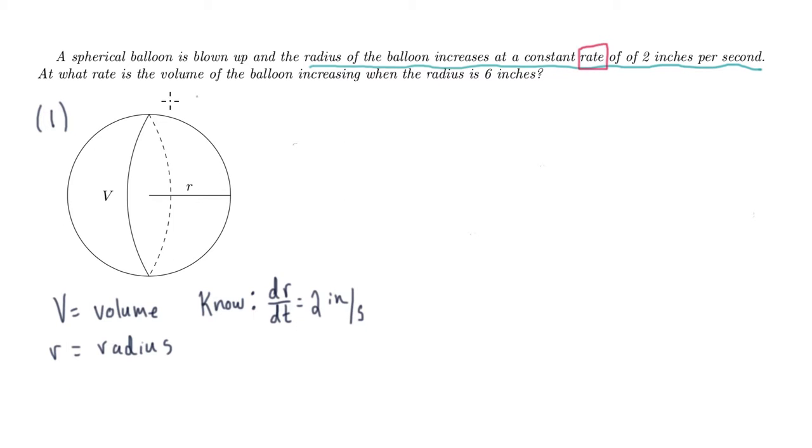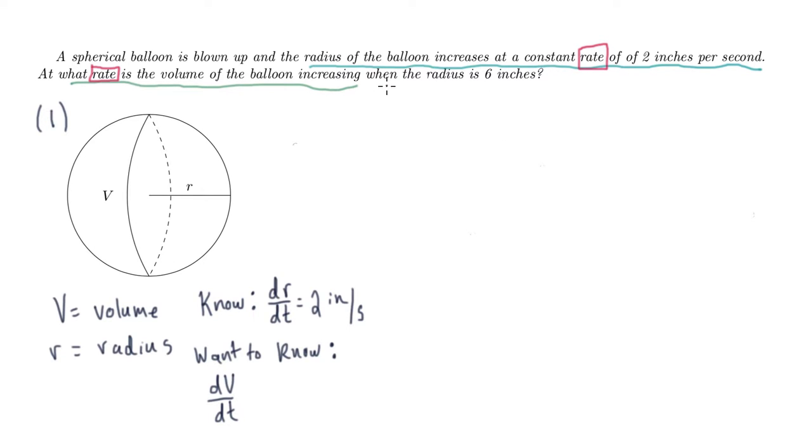And now let's look over here. Here's the question. At what rate is the volume of the balloon increasing? Now, it's not telling me what the rate of increase of the volume is. It's asking me. So that means I want to know the rate of the volume, or the time derivative of the volume. So what I want to know is dv dt, so the time derivative or rate of change of V.